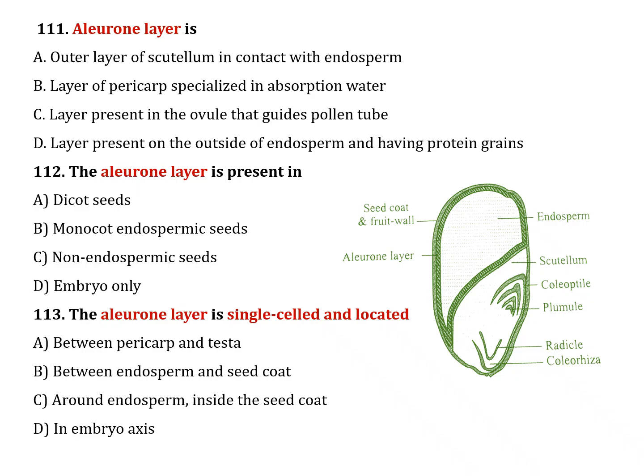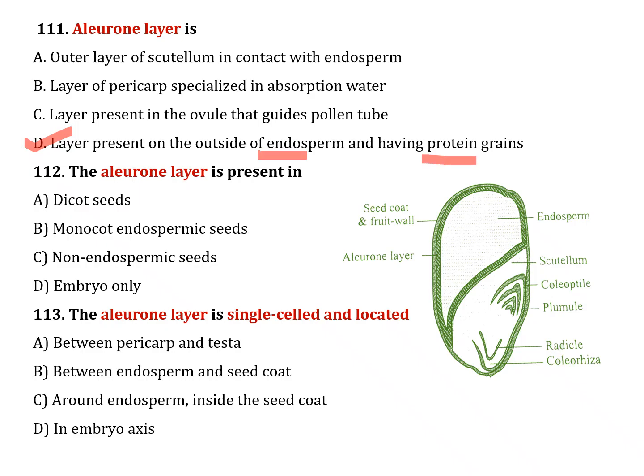The next question number 111. Aleurone layer is option A outer layer of scutellum in contact with endosperm, option B layer of pericarp specialized in absorption of water, option C layer present in the ovule that guide pollen tube, option D layer present on the outside of endosperm and having protein grain. Correct answer is option D layer present on the outside of endosperm and having protein grains.